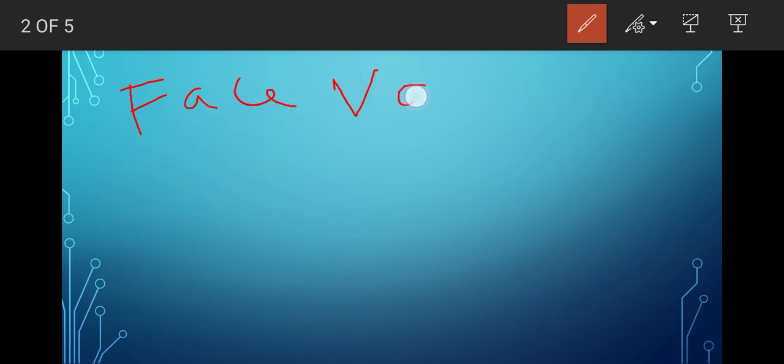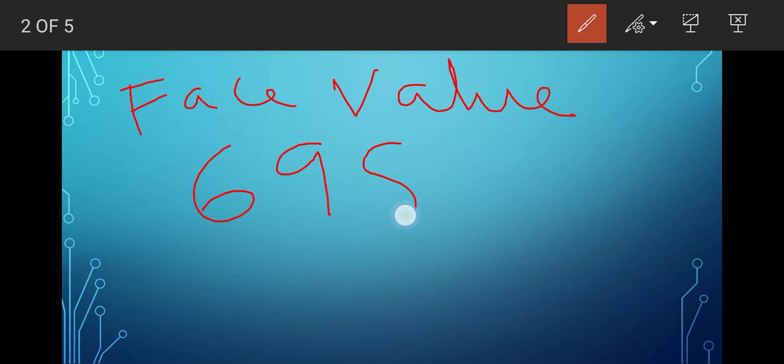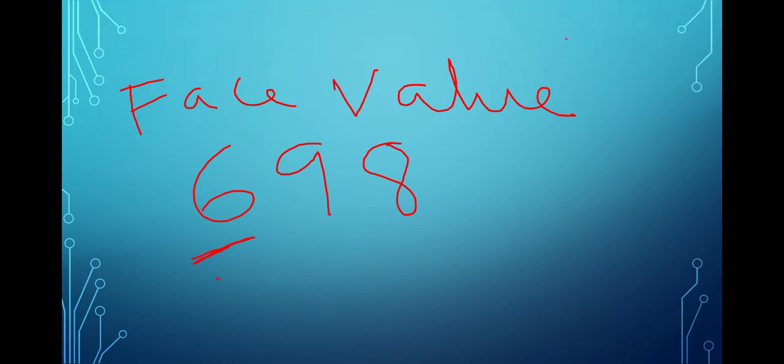Face value of a number. Face value of any digit in a given number is the value of the digit itself. For example, if I am writing here a number 698, and if the question is what is the face value of 6 in the number 698, then what will be the answer? The face value of 6 in 698 is 6. 6 itself, because the definition goes like this: face value of any digit in a given number is the value of the digit itself.